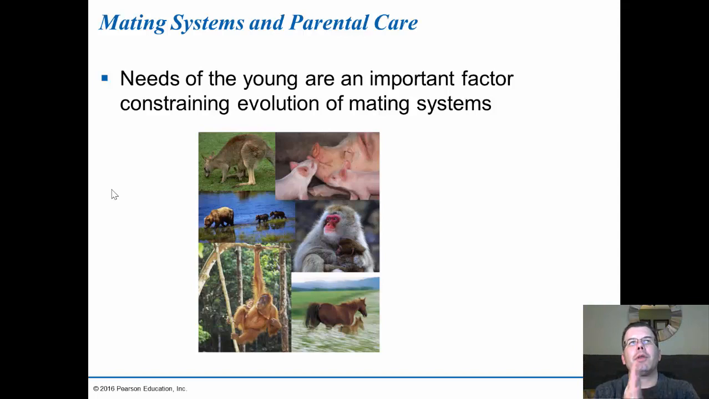Now, the other thing that plays a role with mating system is the needs of the young. And this is an important factor in constraining evolution of mating systems. And so, especially in mammals, we definitely see a lot of parental care. We also see this in birds as well, where there's a lot of parental care that goes on in these different types of things. So the nesting, and then also how long the offspring stay with the individual. So we definitely see this quite a bit in mammals as well.